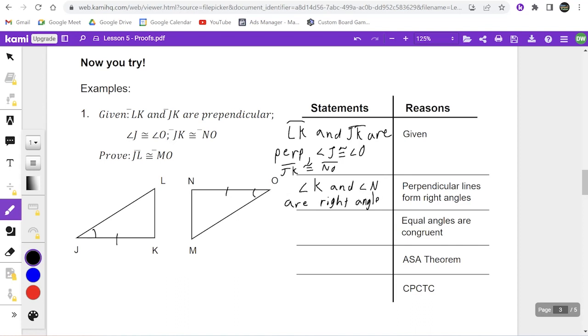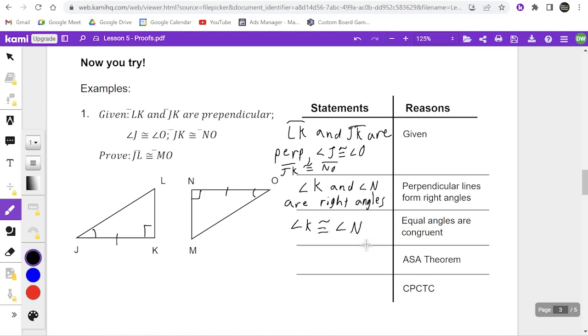And how do I know that? Well, the reason tells me perpendicular lines form right angles. How do I know they're perpendicular? Because it says LK and JK are perpendicular, and it says MN and NO are perpendicular. So for that reason, I know perpendicular lines form right angles, and therefore angle K and angle N are right angles. So does that mean they're equal to each other or congruent? Not until the next statement. The next statement actually proves they're equal. And that is equal angles are congruent. They are equal to each other. So then I'm going to say angle K is now congruent to angle N.